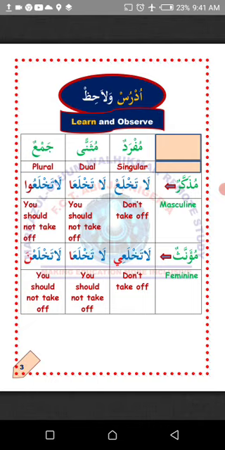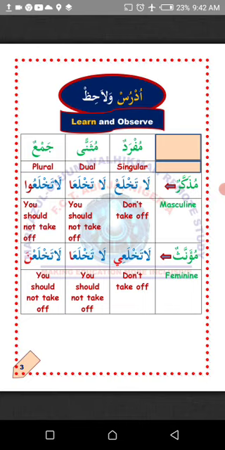Mufrad, singular. Muthanna, dual. Jam', plural. Mufrad, singular, is a word in Arabic that means only one. Muthanna, dual, is a word in Arabic that means only two. Jam', plural, is a word in Arabic that means more than two, from three upward. Plurality in Arabic starts from three upward, unlike English, where it starts from two upward. Then we talk about mudhakkar. Mudhakkar, masculine, is a word in Arabic that represents a male person or a male object.